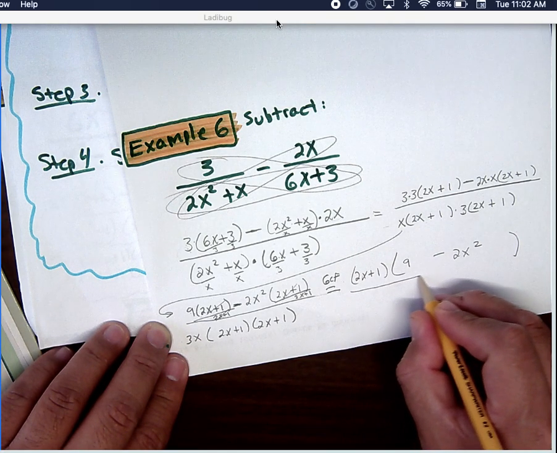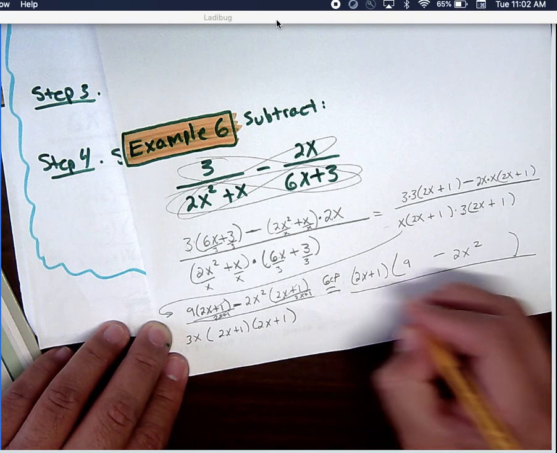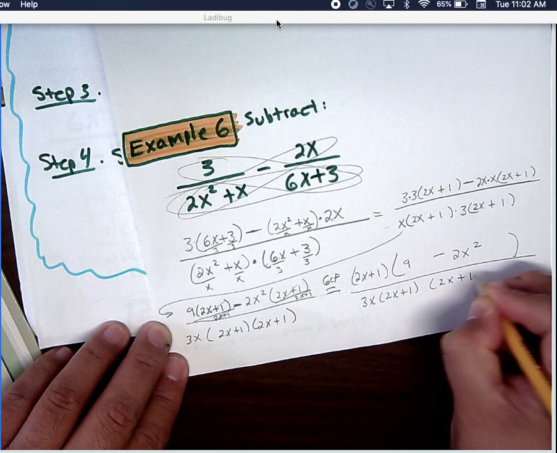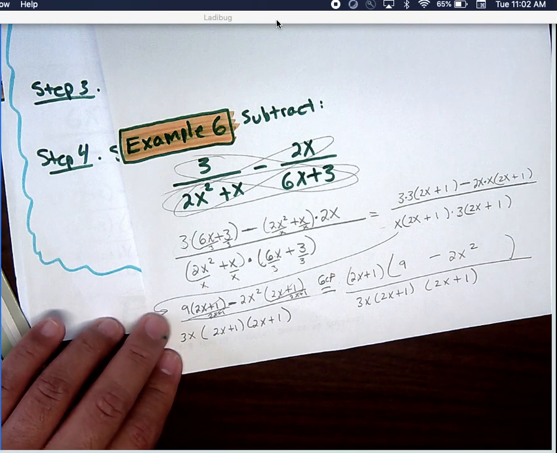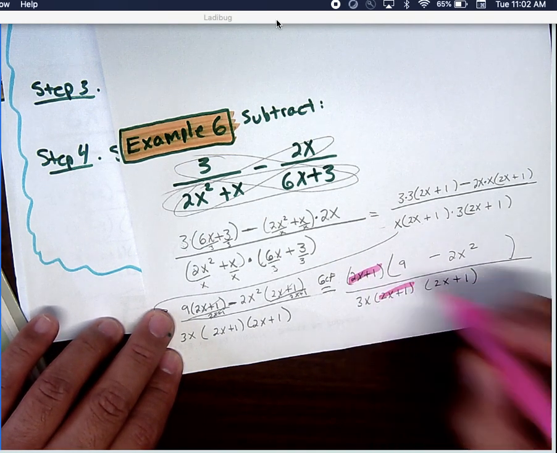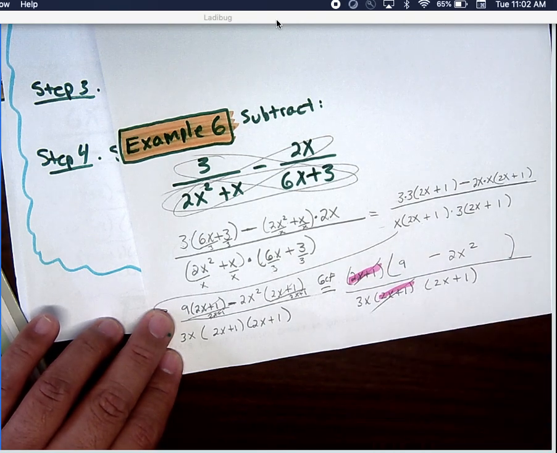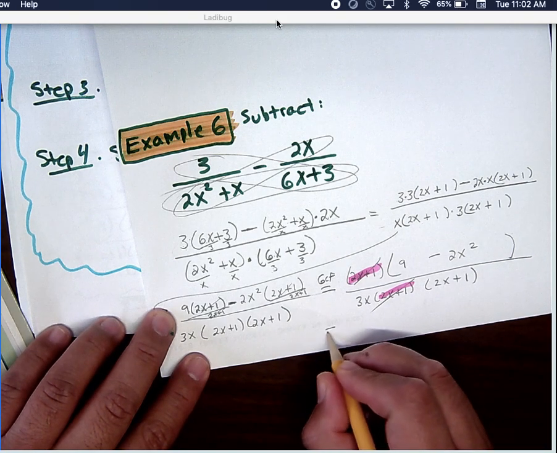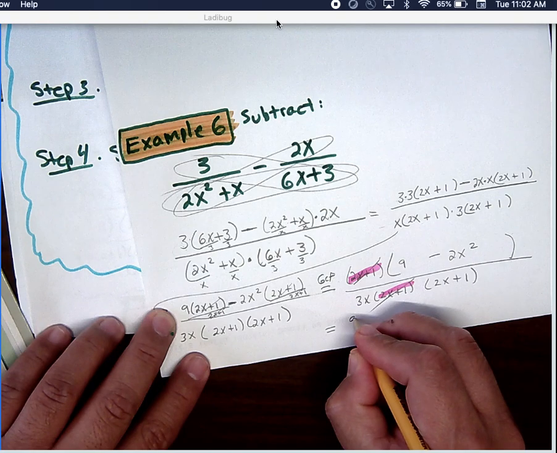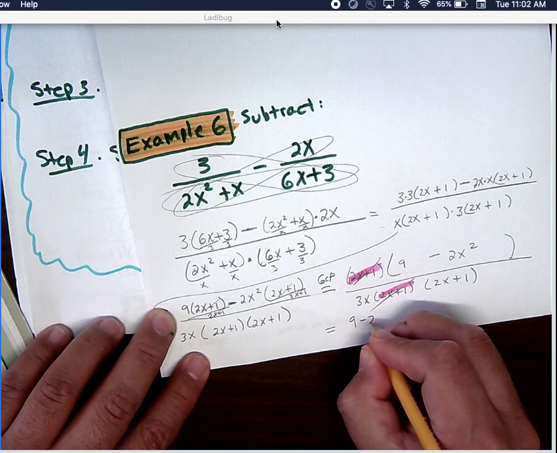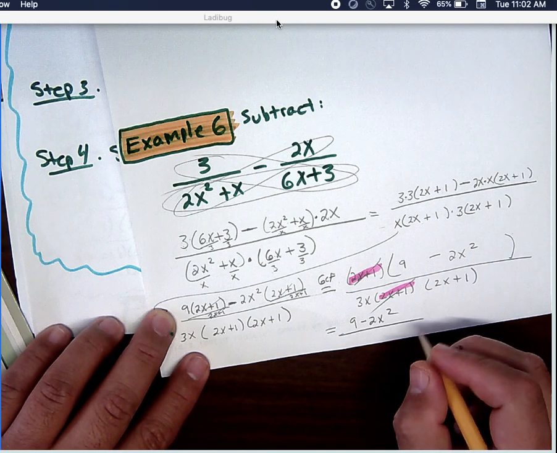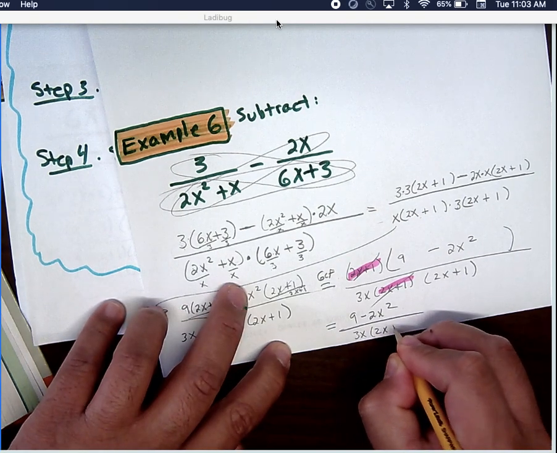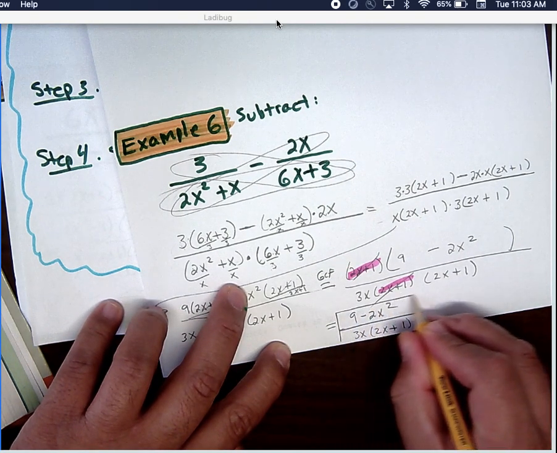And then we still have this part, 3x, 2x plus 1, 2x plus 1. And we can actually get rid of one of these, like that. Let me see, and we're left with this top part, 9 minus 2x squared over this part, 3x, 2x plus 1. Yes, that's the answer.